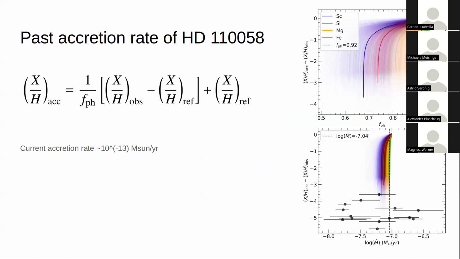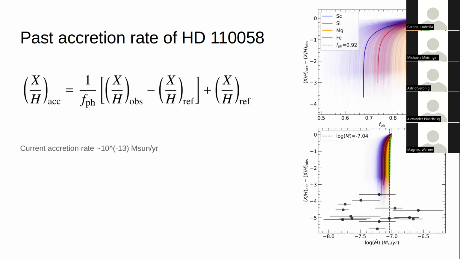Okay, so another way to show that the material that we observed for this star's atmosphere is from an earlier protoplanetary disk is by comparing the accretion rates from 2 different ways. Right now, the accretion rate of this star is around 10^-13 solar masses per year, which is almost zero for all practical purposes. But we can do it the other way.